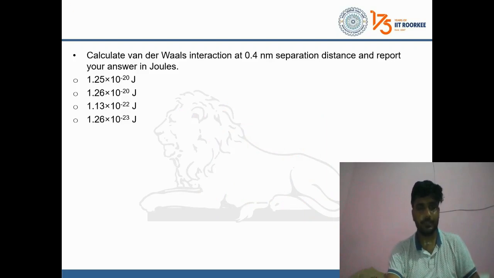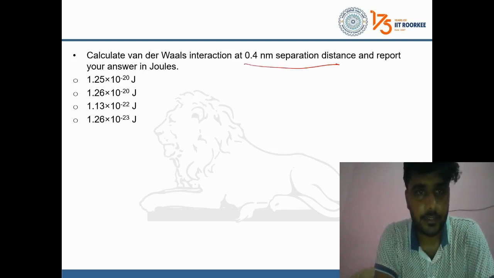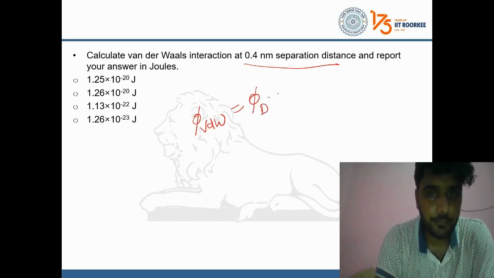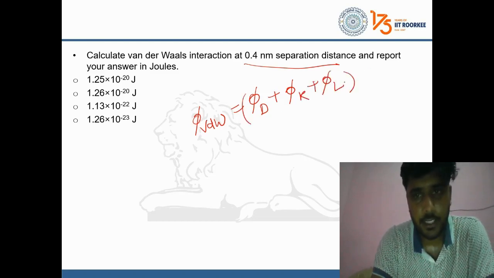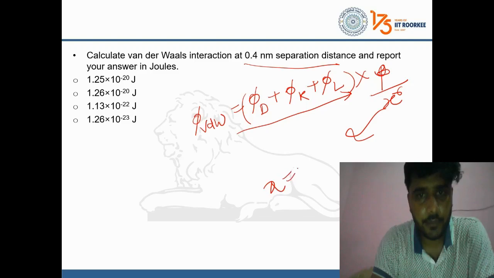This is the next question. You have to calculate the van der Waals interaction at 4.4 nanometer separation distance and report your answer in joules. In this particular question, you take the Debye value, the Keesom interaction, and the London dispersion interaction, add those values and multiply by beta and x power 6. For x, you have to put 0.14 times 10 raised to minus 9 meter.